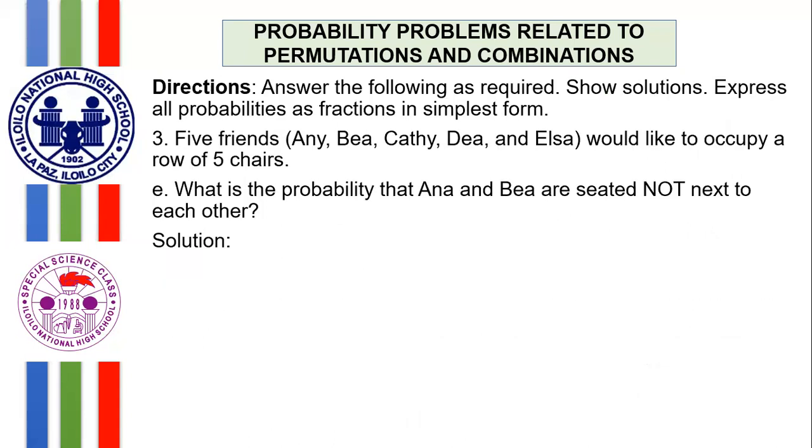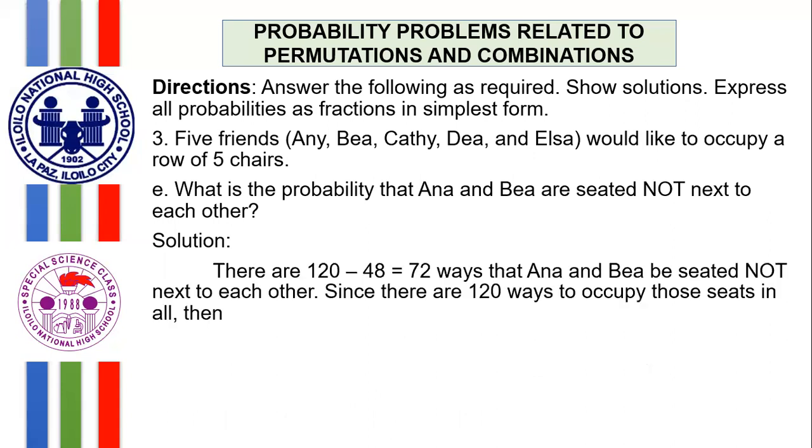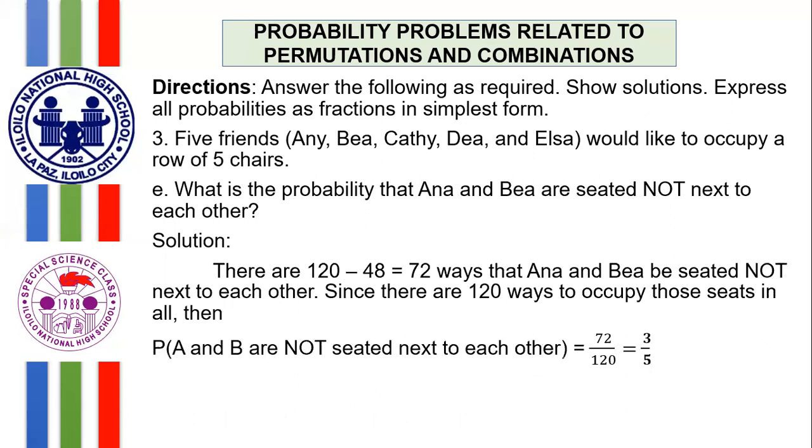That Ana and Bea are seated not next to each other. Based on the one we did on letter D, there are 72 ways that Ana and Bea can be seated not next to each other. And since there are 120 ways to occupy all of those seats, the number of favorable outcomes for not next to each other is 72 all over 120, which is the total. Dividing both by 24, we get 3/5.